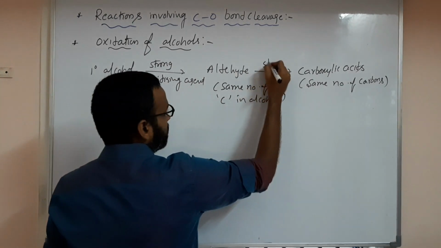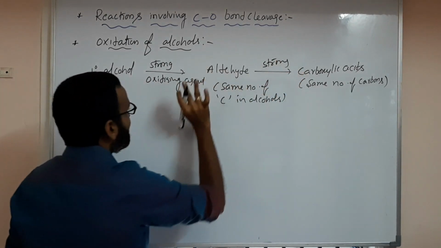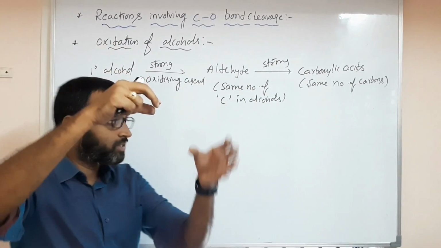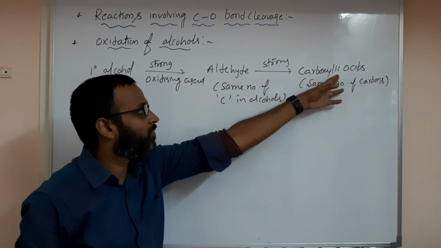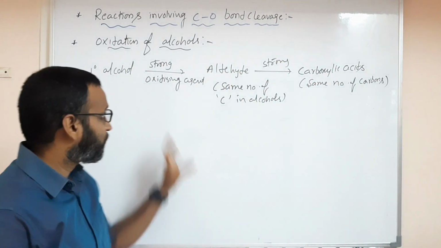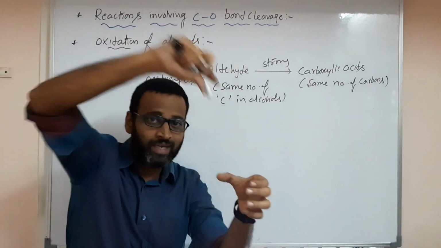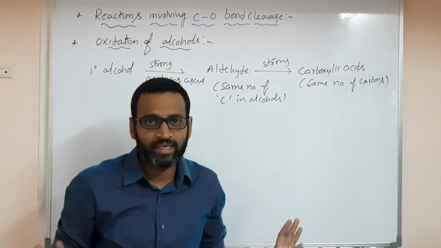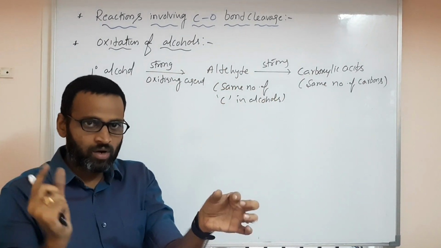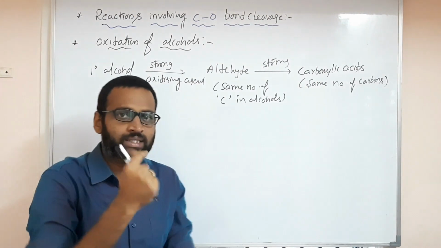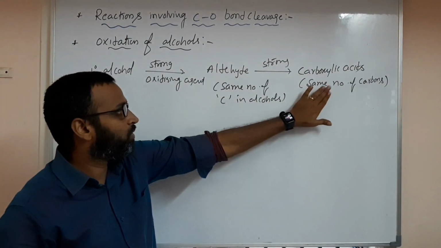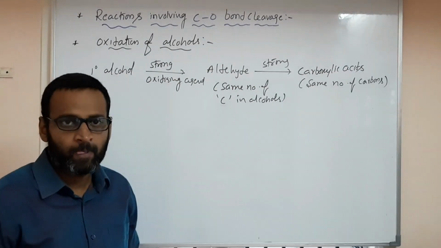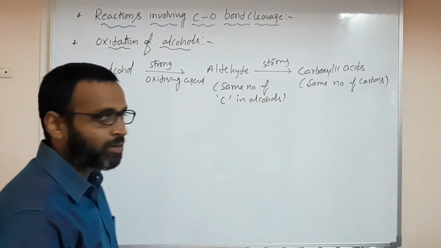Then further, no need to use separately. When you are adding strong oxidizing agent to this primary alcohol in a test tube or whatever, you will get carboxylic acid as the final product. First aldehyde will form, and again we add strong oxidizing agent. Don't think like that. For a primary alcohol, when you are adding strong oxidizing agent, this is the sequence. But the end product is this carboxylic acid. Got it, sir? With the same number of carbons.